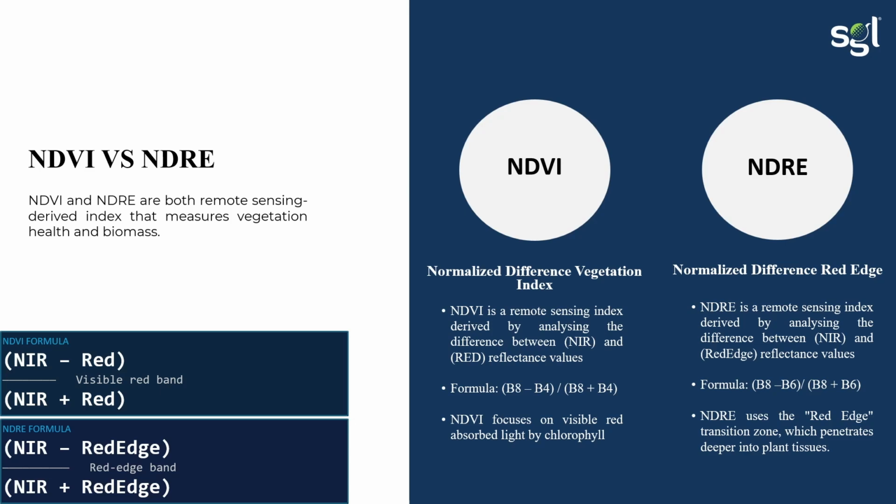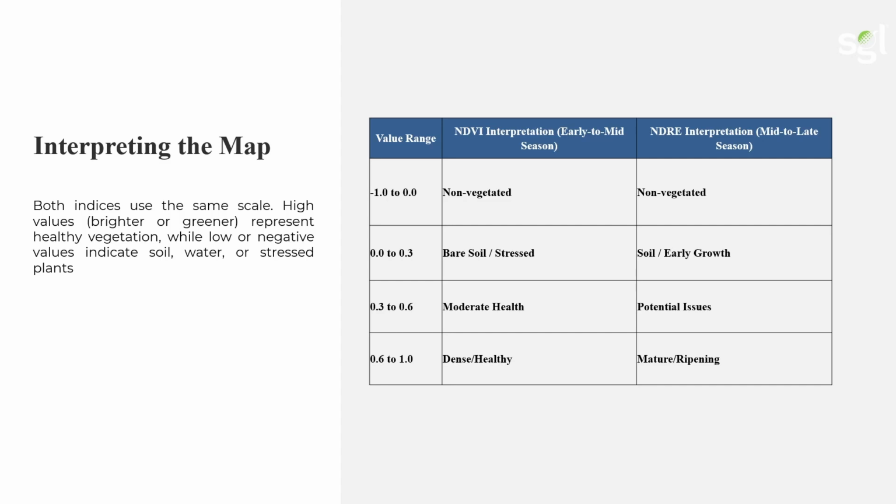NDRE is a modern index, unlike NDVI that has stayed a longer time. NDRE is not a replacement for NDVI. It just gives you more information depending on your planting season or the season of agriculture you are in. Let's go further into this discussion, how you can interpret the map.